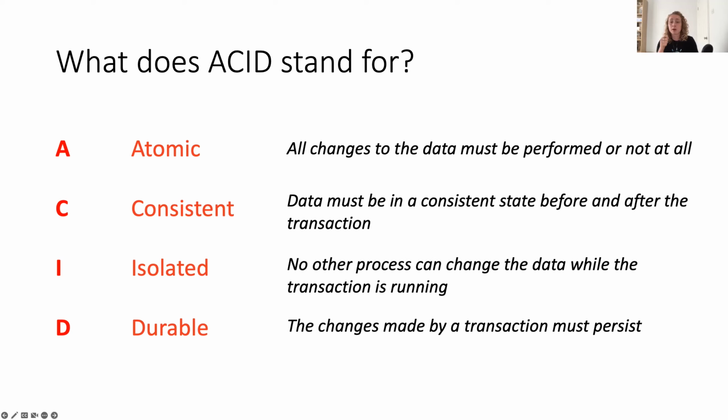Consistency: data must be in a consistent state before and after the transaction. This is a really key point about ACID transactions or ACID models, which is this really strong consistency that they allow. Isolated: no other process can change the data while the transaction is running. Now, although this can be useful in some cases, when it comes to cloud native, this can create a few issues, which we'll go into.